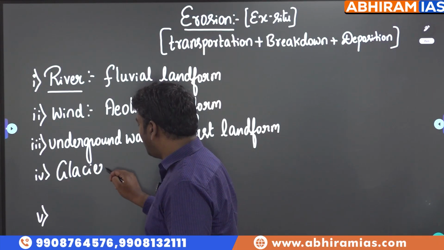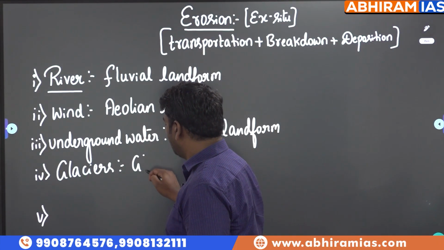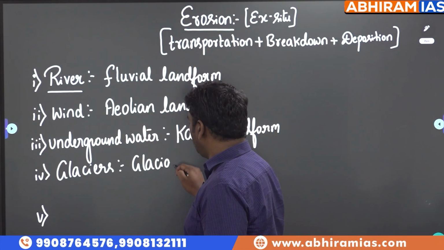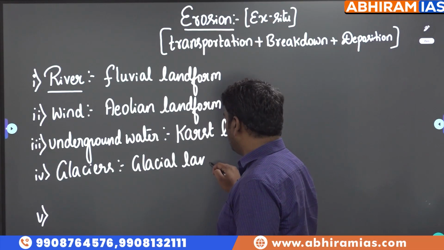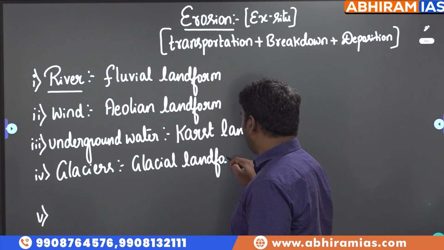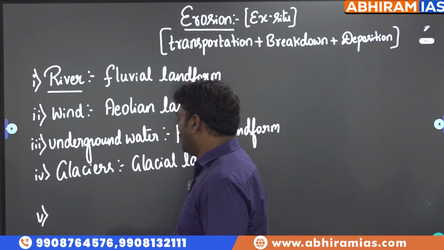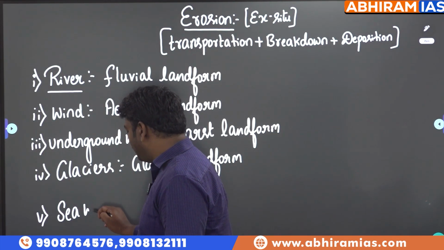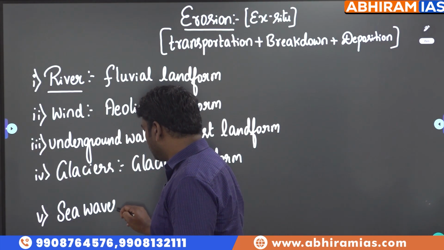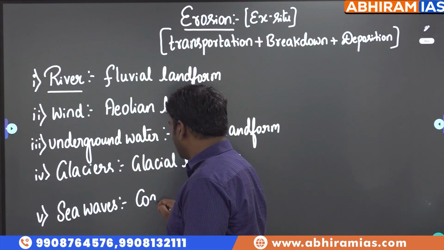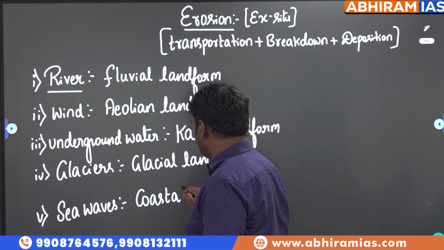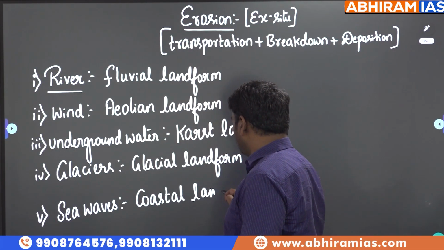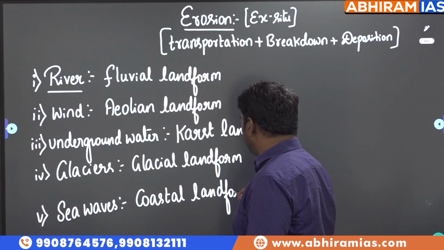Glaciers, if they form any landform, it is called glacial landform. And if sea waves does anything, it is called coastal landform.